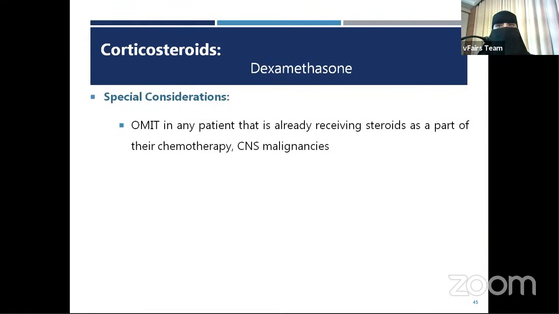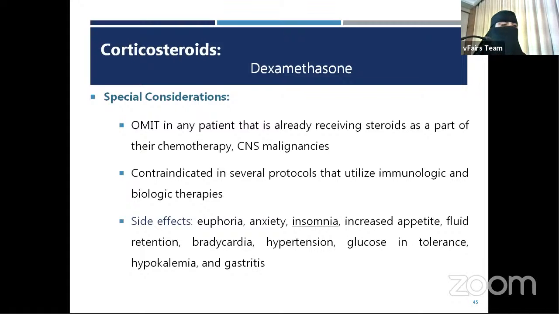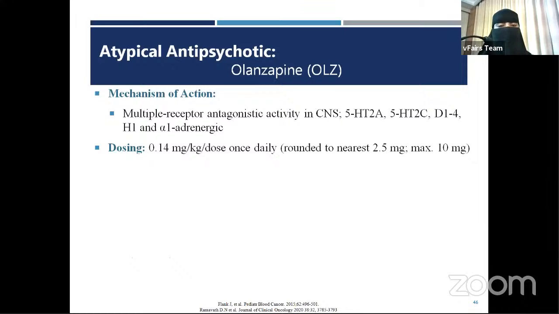We also have to omit dexamethasone for any patient who is receiving steroids in the chemotherapy protocol, such as for lymphoma or leukemia, or any patient who is receiving CNS chemotherapy for CNS malignancy, as we believe that it could decrease the permeability of the chemotherapy to the brain. It's contraindicated in protocols that utilize immunological biological therapies. The major side effects are hypertension, bradycardia, hypokalemia, insomnia, and gastritis. That's why we should consider GI prophylaxis with dexamethasone.